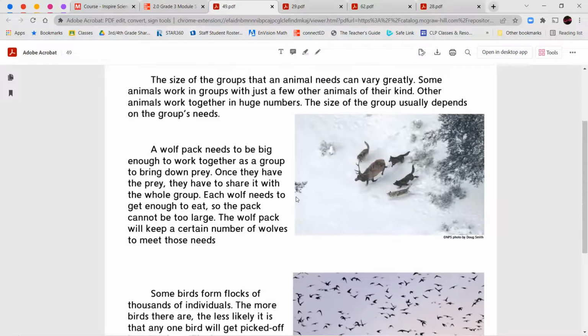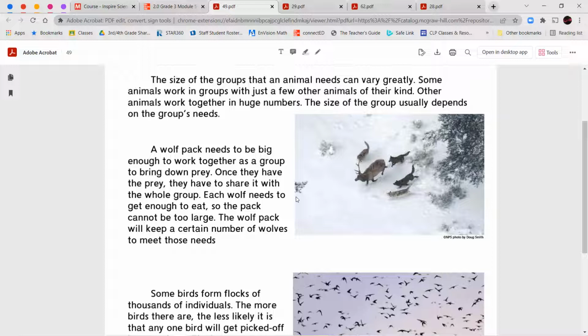A wolf pack needs to be big enough to work together as a group to bring down prey. Once they have the prey, they have to share it with the whole group. Each wolf needs to get enough to eat, so the pack cannot be too large. The wolf pack will keep a certain number of wolves to meet those needs.